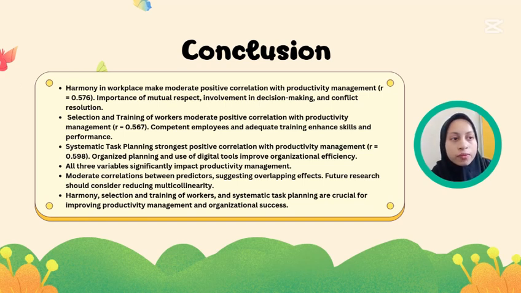All three variables significantly impact productivity management. Moderate correlation between predictors suggests overlapping effects. Future research should consider reducing multicollinearity. Harmony, selection and training of workers, and systematic task planning are crucial for improving productivity management and organizational success.